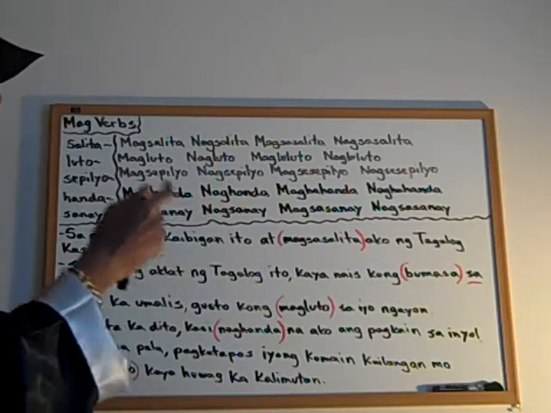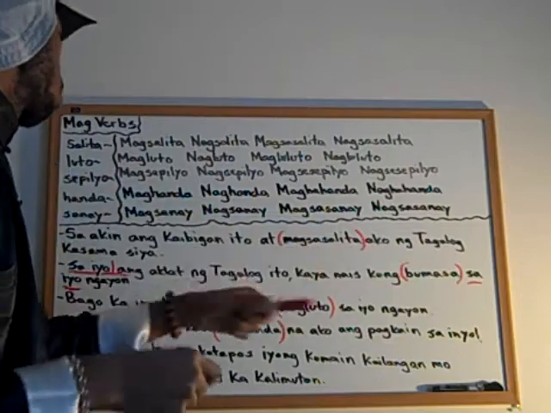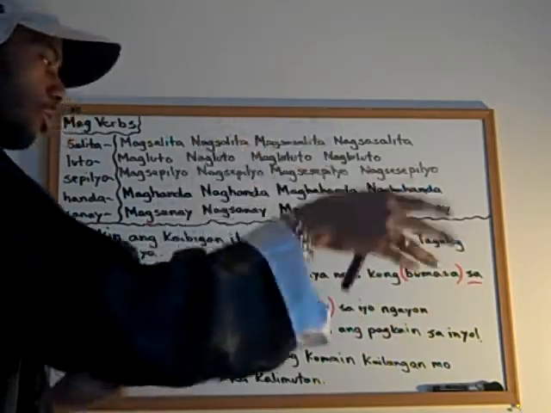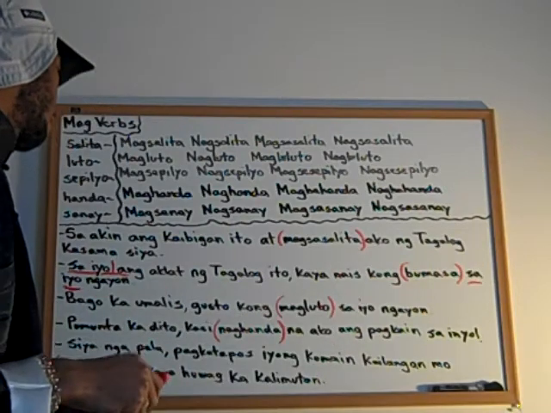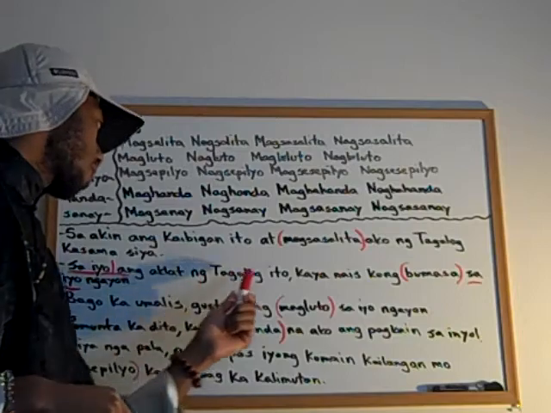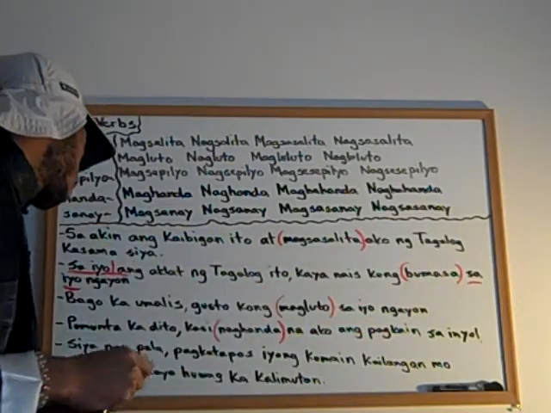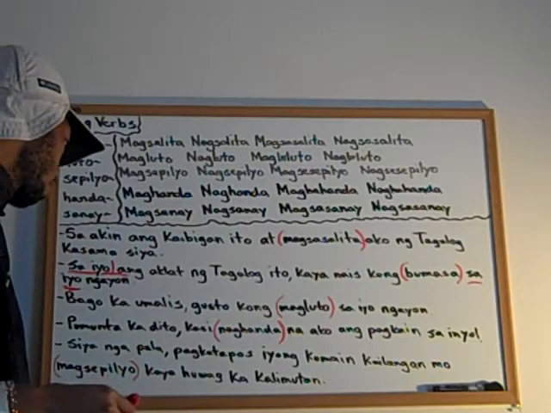Actually, it can mean for you or to you here. Like, I want to read for you, or I want to read to you. Well, let's just say for you. Sa iyo, for you. Okay? Ngayon is now. Alright? Sa iyo ang aklat ng Tagalog ito, kaya nais kong bumasa sa iyo ngayon. Alright? Okay, what else do we have?